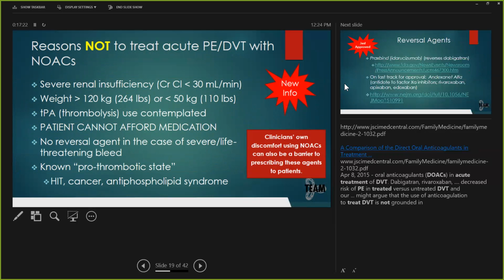Okay. So what are the reasons why you don't want to treat acute PE or DVT with the newer agents? If you have severe renal insufficiency. If the creatinine clearance is less than 30, they say you need to be very cautious. The drug which we can use comfortably would be Eliquis or apixaban, which, if you look at the package insert, has guidelines for creatinine clearance, and they say it would be even safe to use in hemodialysis patients. That's the only drug which I feel a little bit comfortable using in renal patients compared to the other 3 drugs.